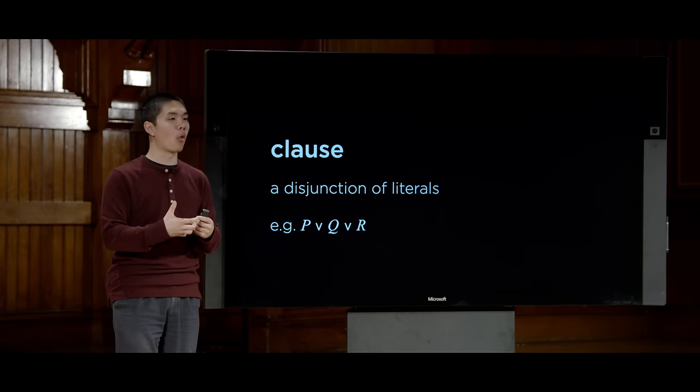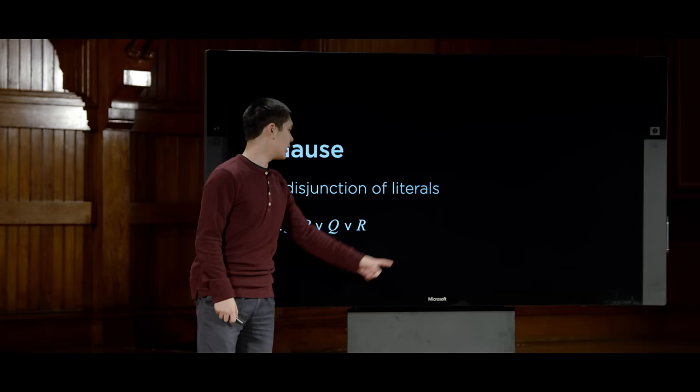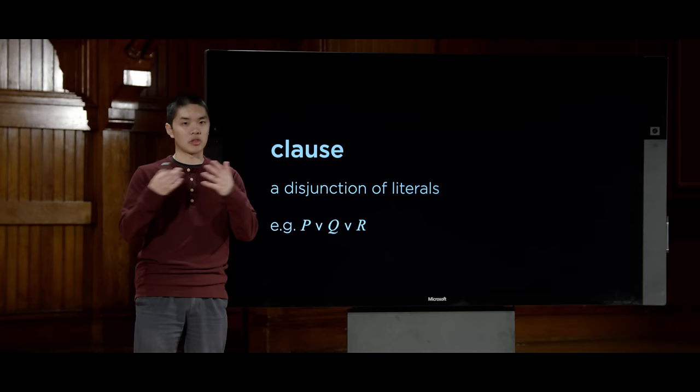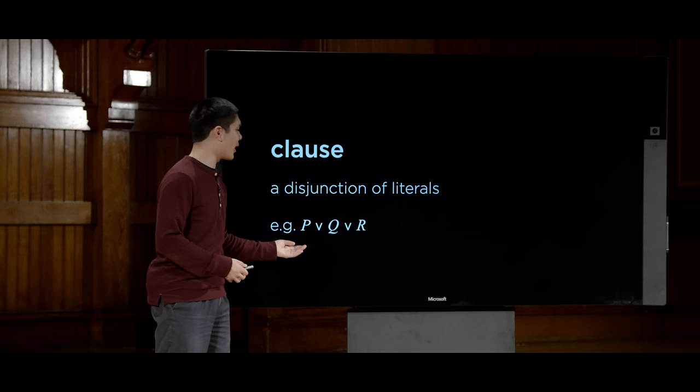And a literal is either a propositional symbol or the opposite of a propositional symbol. So it's something like P or Q or not P or not Q. Those are all propositional symbols or not of the propositional symbols. And we call those literals. So a clause is just something like this, P or Q or R, for example.